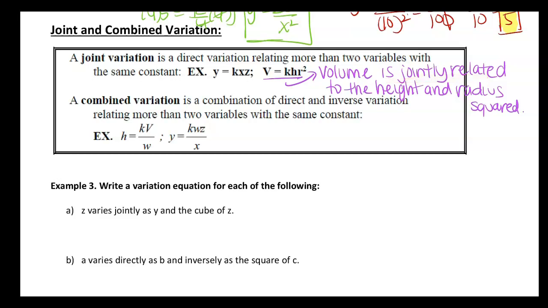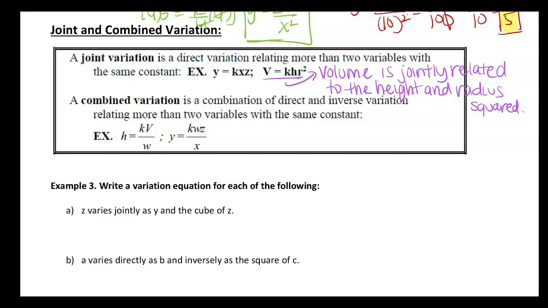Jointly means you need to multiply your variables. Especially since it's a direct variation, you know you're multiplying. And then you need to multiply the two things that follow it, the height and the radius. And this radius specifically is being squared, not the height. So keeping that in mind, let's look at example A. I know you're like, wait, Ms. Tapia, you forgot combine. No, I didn't. I remembered it. Let's go ahead and look at letter A.